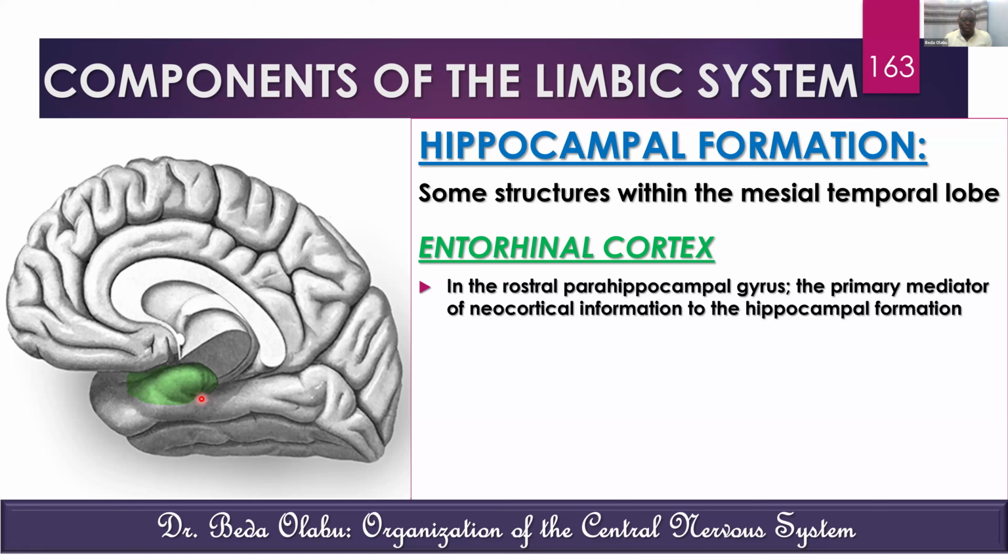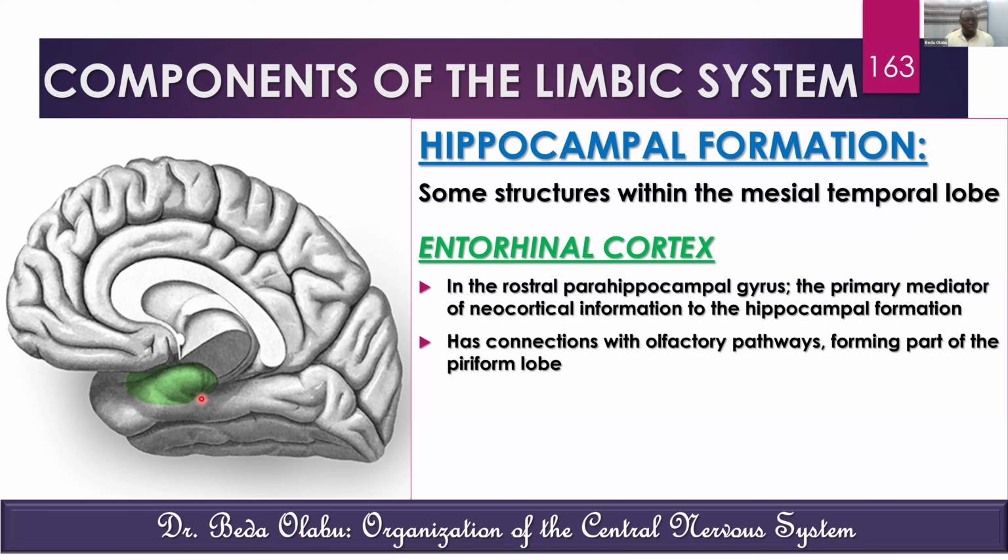It is considered the primary mediator, or the main mediator, of neocortical information that is going to the hippocampal formation. So the neocortical information that enters the hippocampal formation passes through the entorhinal cortex. It's the main mediator. Entorhinal cortex has connections with olfactory pathways. As I mentioned earlier, olfactory pathways connect with the extended limbic system, and entorhinal cortex is one of them.